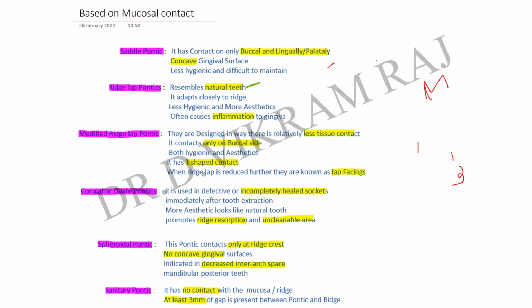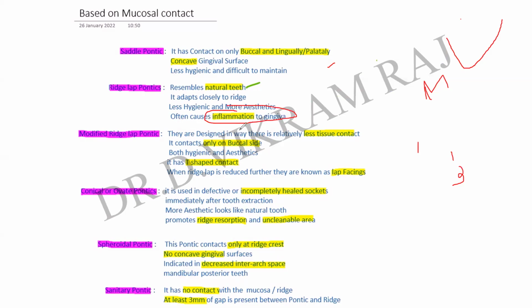Coming to classification based on mucosal contact, one question will definitely be present: saddle pontic, ridge lap pontic. Saddle pontic is the one which has contact only on the buccal or the palatal side, and a concave gingival surface is present, and it's less hygienic and difficult to maintain. Whereas ridge lap is the one which is going to resemble the natural teeth and adapts close to the ridge. It is less hygienic and more aesthetic, and often causes inflammation of the gingiva.